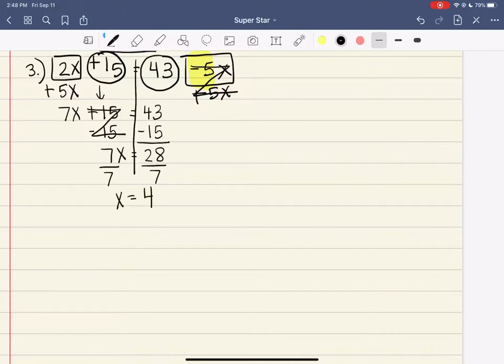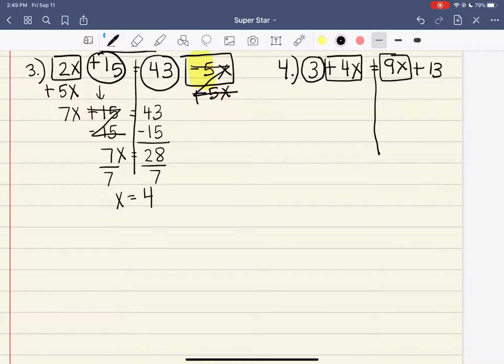All right, number 4 is 3 plus 4x equals 9x plus 13. Here we're going to circle a constant, box a variable, draw a line, box a variable, and circle a constant. So as we're looking here, we don't have any like terms on the left or right, so that will move us to finding our least coefficient and to move it.